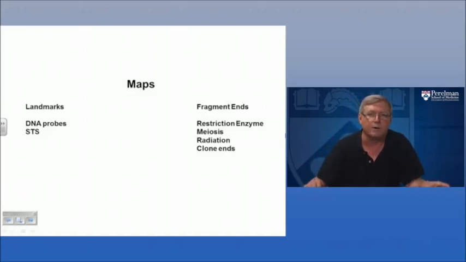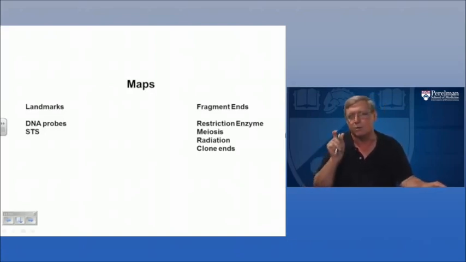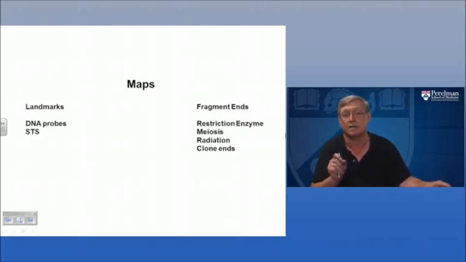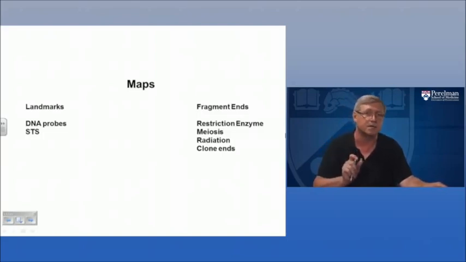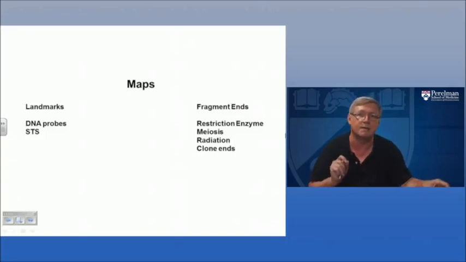So a really important concept in the Human Genome Project is the concept of maps. And maps are composed of two components, landmarks and fragment ends. The landmarks correspond to short segments of DNA that can be recognized either by hybridization technology, using DNA probes, or by using the PCR technology that I just described, using what were called sequence tag sites, which are essentially PCR assays that are unique for a specific short segment of DNA.